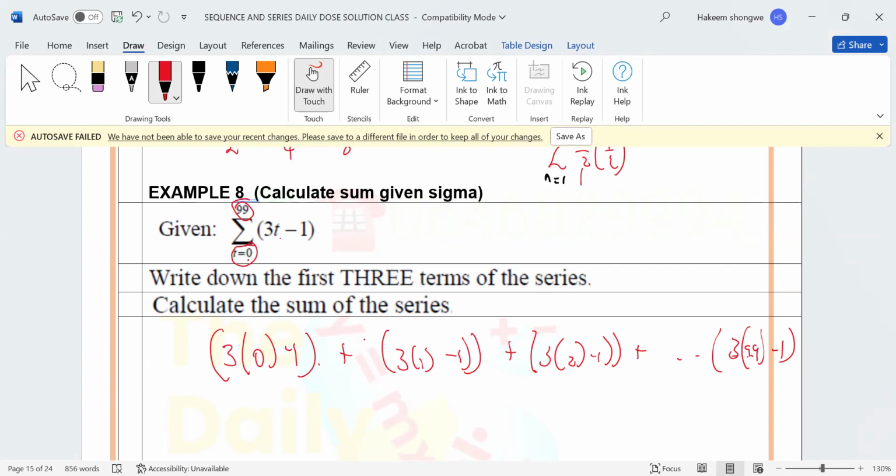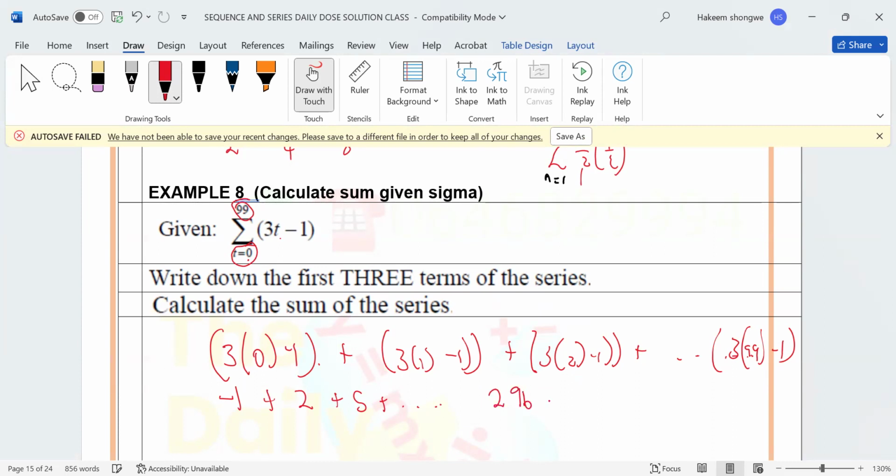So what am I going to have? 3 multiplied by 0, you get minus 1. Right? So what does our series say? It says minus 1 plus 2 plus 5 plus dot dot dot. What do we get? It's the last term, 296.